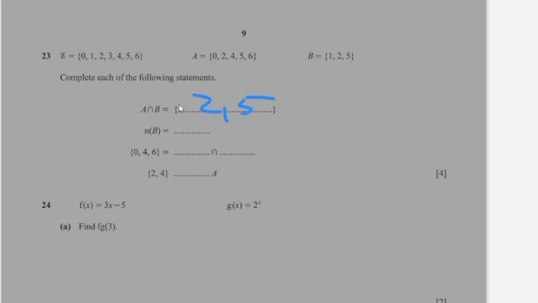Alright, the number of elements in B is 3. 0, 4, 6 is the union of the two sets. Which are the elements that are in A but not in B? Well, we have it in A, and we do not have it in B. So we have A intersecting with the rest of the part that is not B, which means B complement. Alright, 2 and 4 belong to A, so we have the symbol of belonging here.